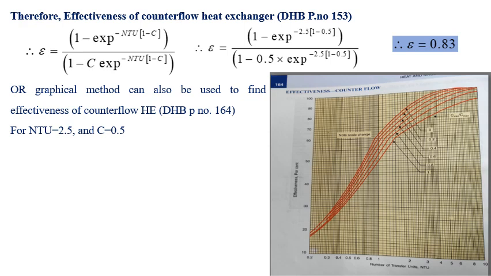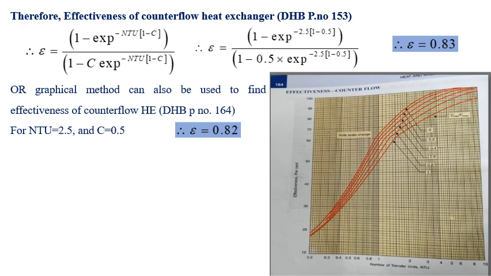Now for NTU 2.5, you have to locate it on the x-axis, and the capacity ratio C is 0.5. Where that curve intersects, you measure the corresponding y-axis value, the effectiveness, and you will get 0.82. So by the graphical method also you can find the effectiveness.